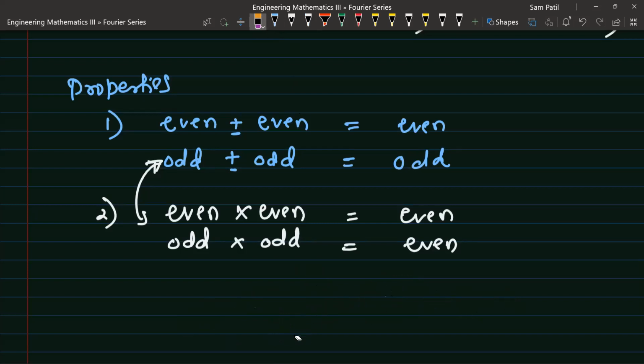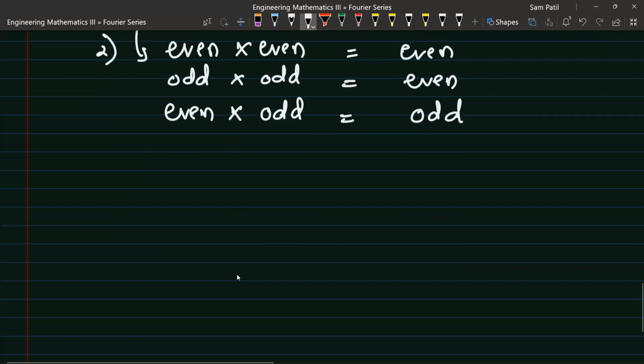Now, if I take any even function and multiply it with any other odd function, what do I get? Tell me. Odd function, correct. x into x square is x cube. That's it about the properties of even and odd functions.